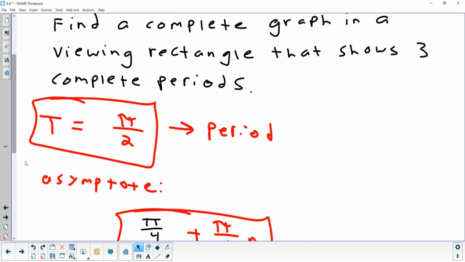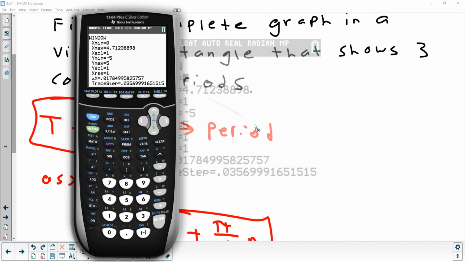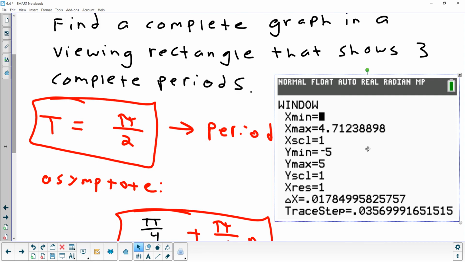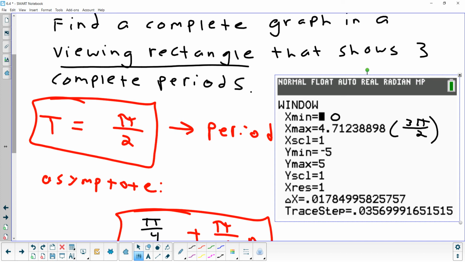So find a viewing rectangle. I would say this viewing rectangle worked fine. That was 0, and this was really 3 pi over 2, which it'll just change to a decimal for you. Don't have to worry about y min and y max too much, because these graphs go up and down forever. So any questions on finding that viewing window? Okay.